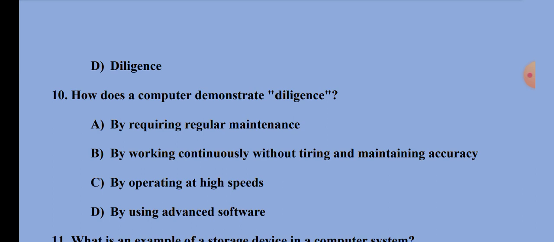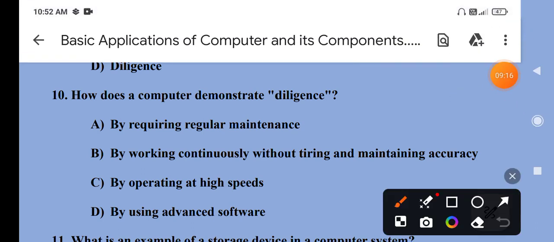The right option to this question is option B, that is by working continuously without tiring and maintaining accuracy. Diligence in computing refers to a computer's ability to perform tasks continuously and accurately without fatigue. So, without getting tired. So the right option to this question is option B.